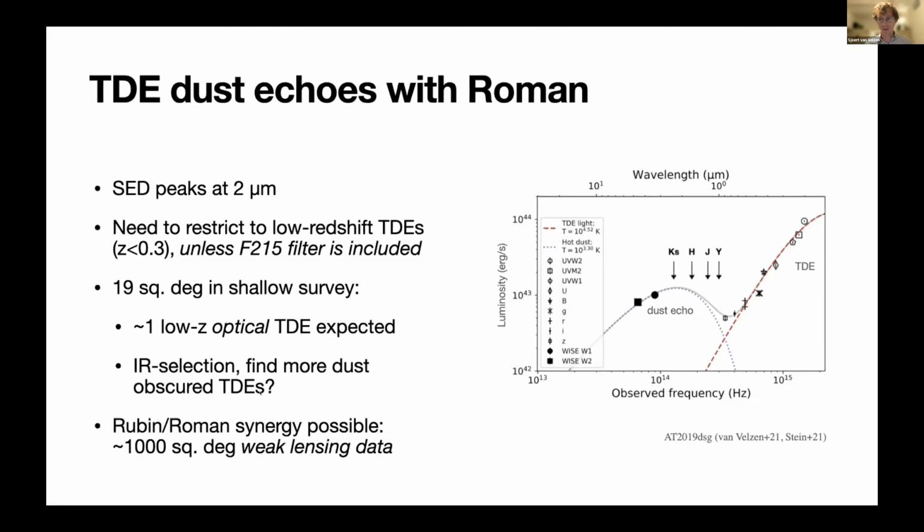So I think we'll hear more about that in the next talk. But there is a nice synergy possible, because there's also the weak lensing data, which is a much larger area. And so if you have an idea that there is a tidal disruption event already there from Rubin data, then even a single or 2 Roman data points can be really valuable to get a handle on this dust echo. So that's something to keep in mind also, maybe when thinking about cadences for the weak lensing survey.